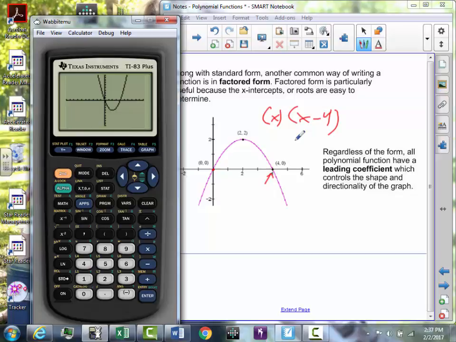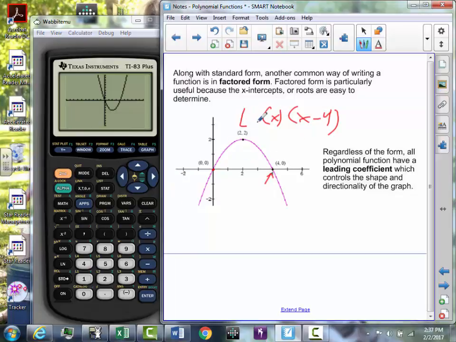A negative leading coefficient. Usually there's a number sitting here. If that was a negative number, it flips the graph upside down. So we should actually find out what negative number that is, because it could be -1 or -2. Do you guys recall this a little bit?